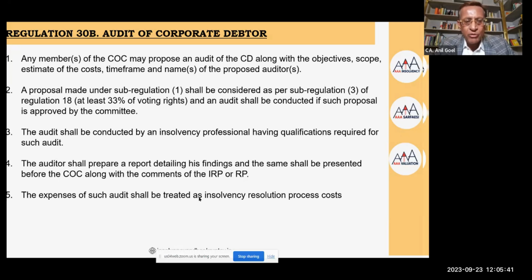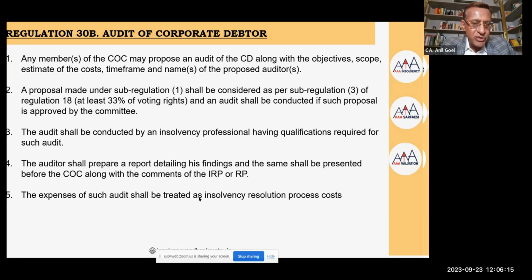This is an audit of the corporate debtor for the process. It can be an audit of the operations also. It can be an audit of the CIRP cost also. Presently it is in the CIRP regulations. I'm not sure whether it is applicable to the liquidation cost during liquidation, but as of now, the power to appoint an auditor, according to my understanding, is only during CIRP and not during liquidation. In liquidation, this regulation 30B would not be applicable.